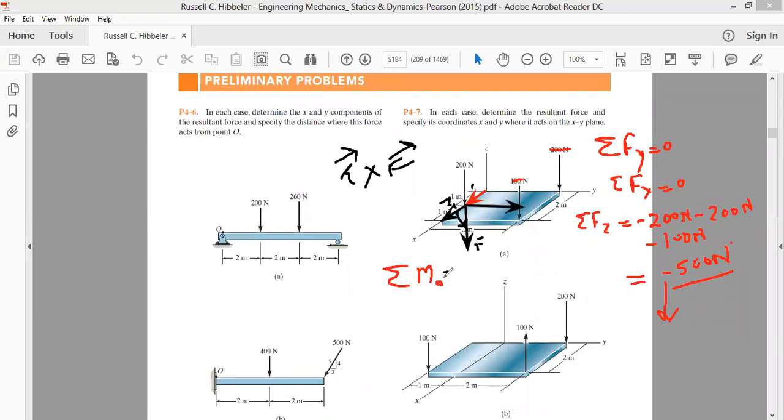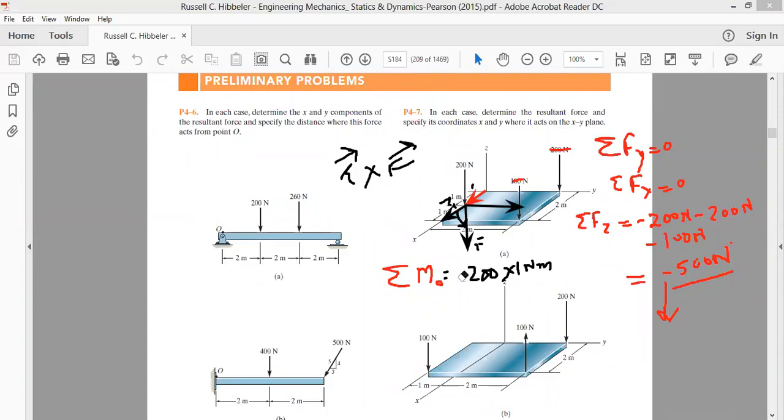The moment because of 200 Newton force is 200 Newton multiplied by a distance of 1 meter. 200 Newton meter will be the moment, and this 200 Newton meter moment will be positive because as we move from r to f, the moment is in the positive y direction. That's why this is positive.